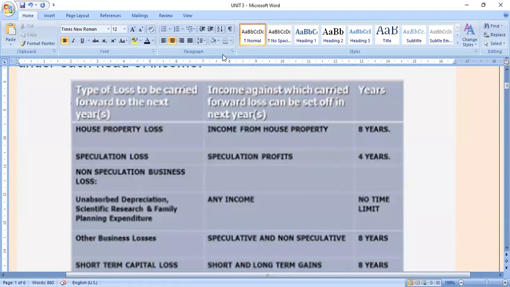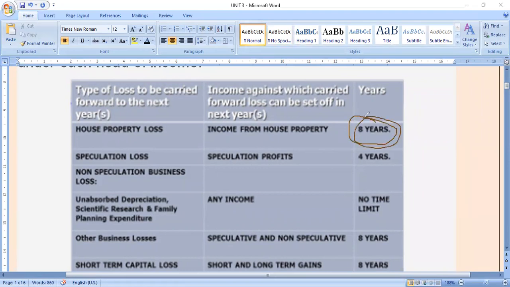This 10,000 rupees loss, you can show it up to 8 years. If till these 8 years you are unable to recoup this loss from income from house property, you cannot carry it forward to the next years. Up to 8 years only, you can write off this loss. That is what carry forward of loss means. So this loss can be carried forward up to 8 years.